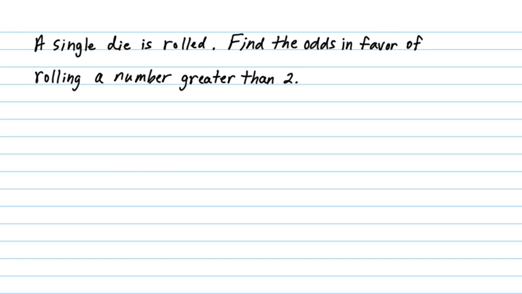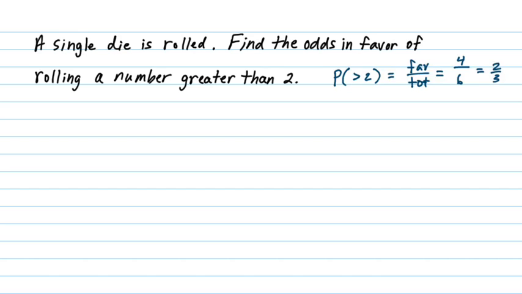Now, previously we talked about probability. So if I wanted the probability of getting a number greater than 2, it would be the number of favorable outcomes divided by the total possible number of outcomes. Well, in this case, getting a number that's greater than 2 would be 3, 4, 5, or 6. So there's 4 possible outcomes that are favorable, out of a total of 6 possible outcomes since there's 6 numbers on a die. And so the probability would be 2/3. That's what we've done previously.